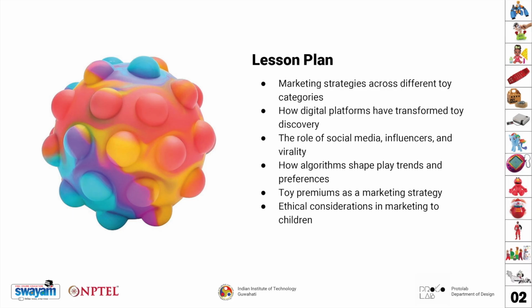We then focus on the rise of digital marketing and how it has transformed the way toys are discovered. From there, we examine the role of social media in shaping toy trends and how algorithms influence visibility and attention, and how this affects play trends. Finally, we will explore how toys are used as marketing tools to influence behavior and drive purchase decisions.